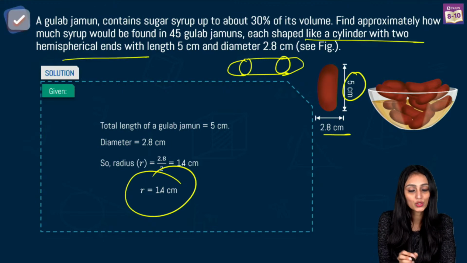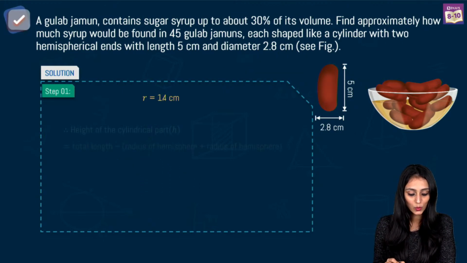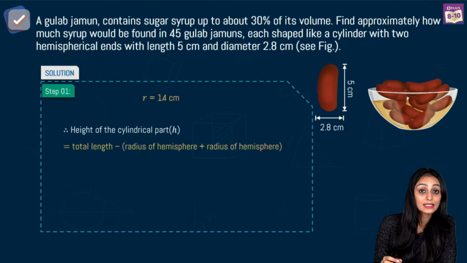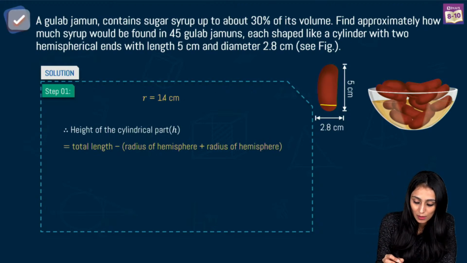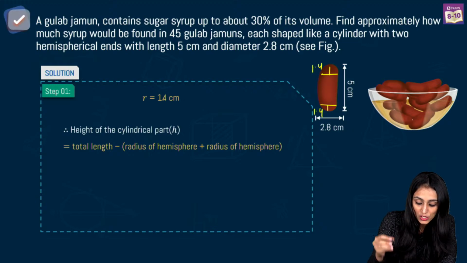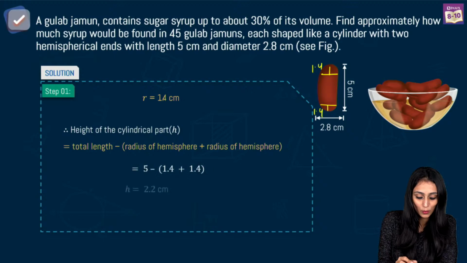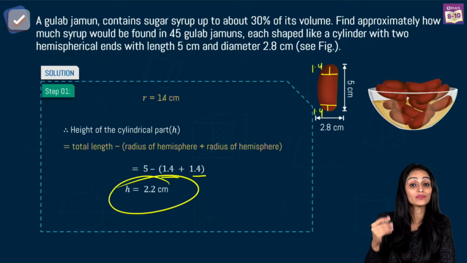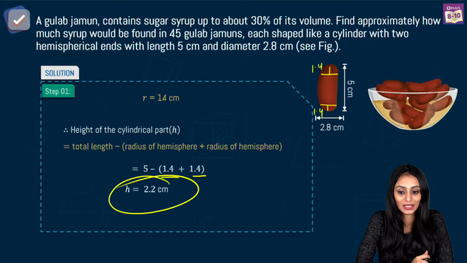Shaped like a cylinder with two hemispherical ends. So what you will do here is, the radius is 1.4. So this hemispherical part is 1.4 and this is also 1.4. So from 5 centimeter, I'll subtract 1.4, 1.4. You get the height of the cylindrical part, that's 2.2.